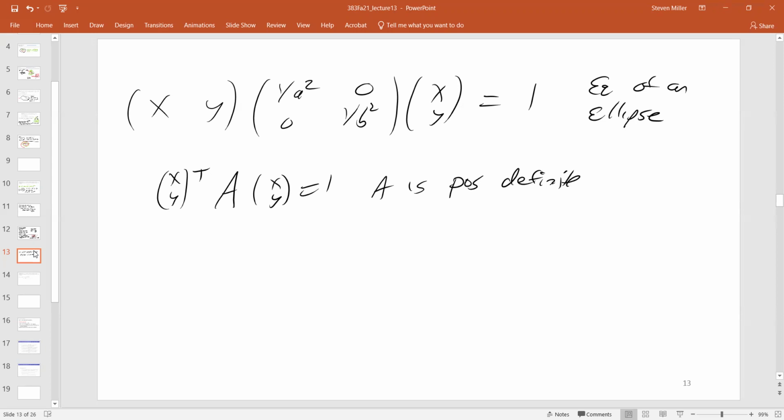How many people have seen positive definite? Every now and then, it's nice to be wearing a mask. Certain facial expressions cannot be seen.